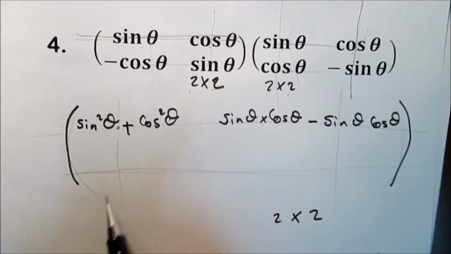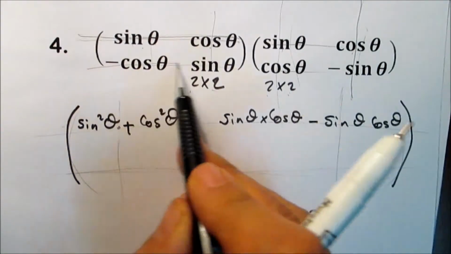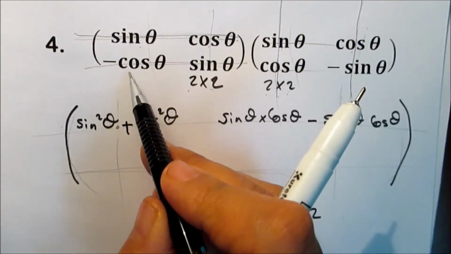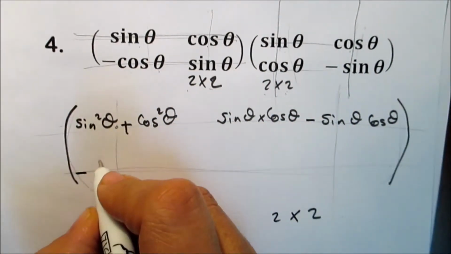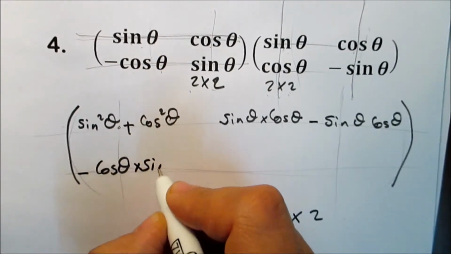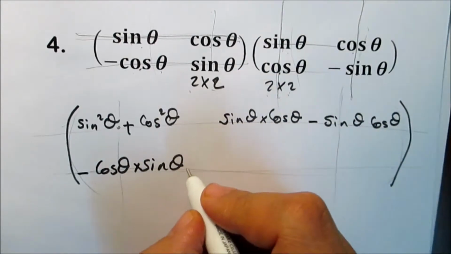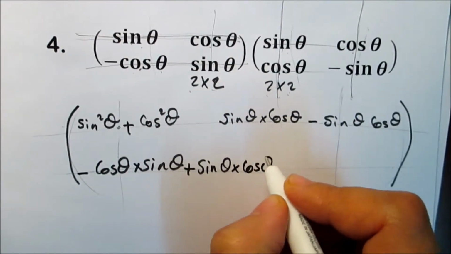Now to go to the second row in the new matrix, go to the second row in the first matrix and start by the first column of the second matrix. So negative cosine times sine is negative cosine theta times sine theta plus sine theta times cosine theta. So plus sine theta times cosine theta.